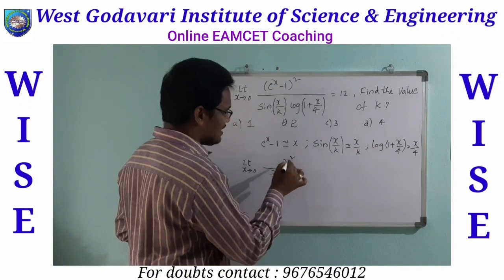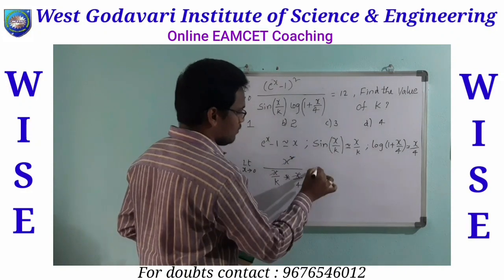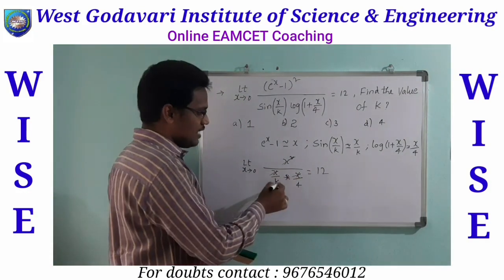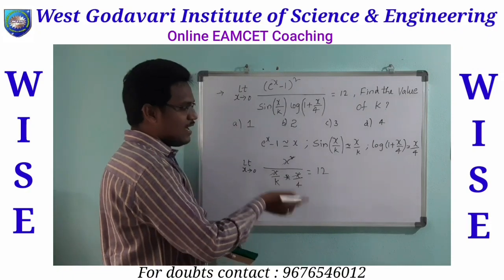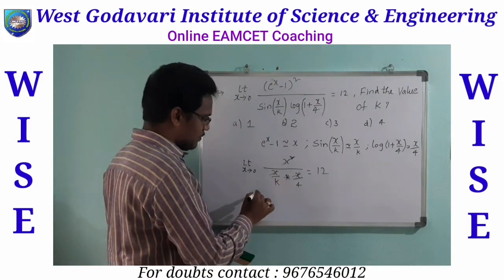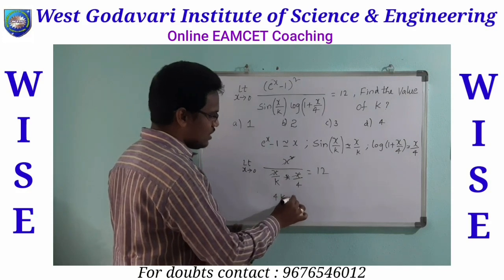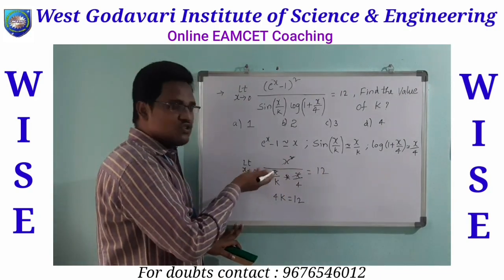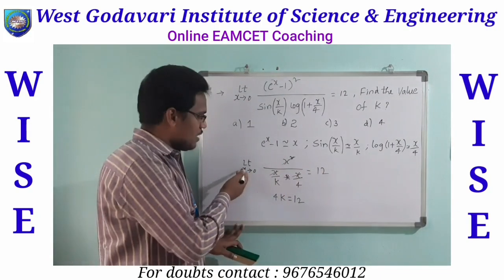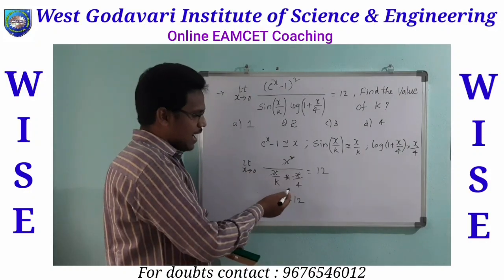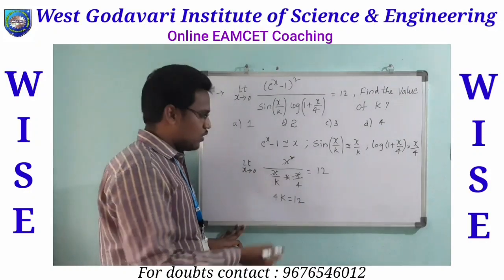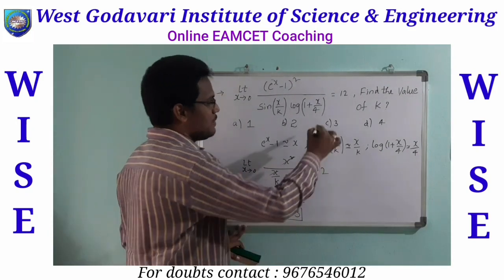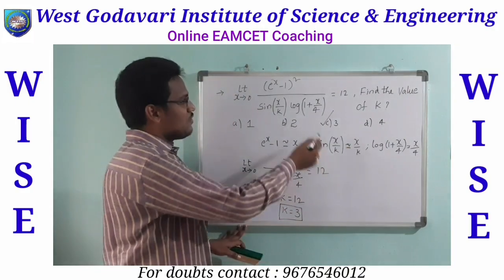So here x square is equal to 12. The x into x square cancel each other. Then the denominator 4k goes to the numerator. Then 4k is equal to 12. There is no x term in the above expression, so there is no use of the limit. That's why I have written 4k is equal to 12. So from this k is equal to 3. This is our answer. That means option C is the right answer for this question.